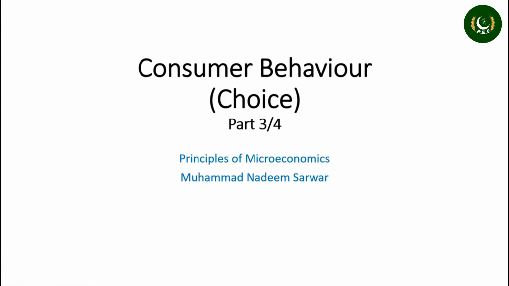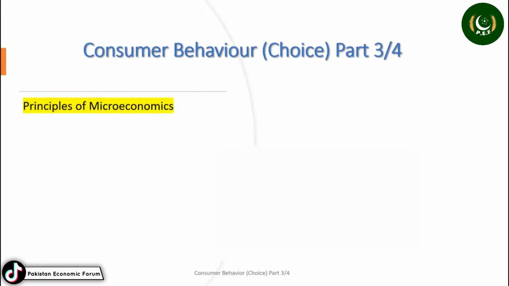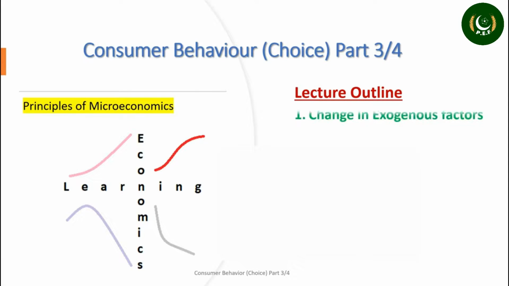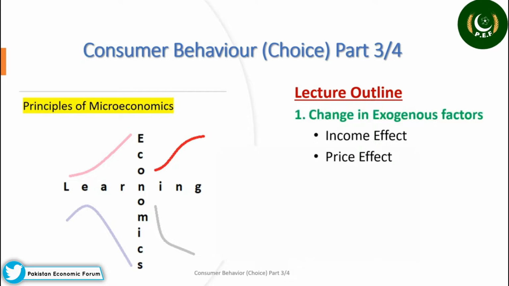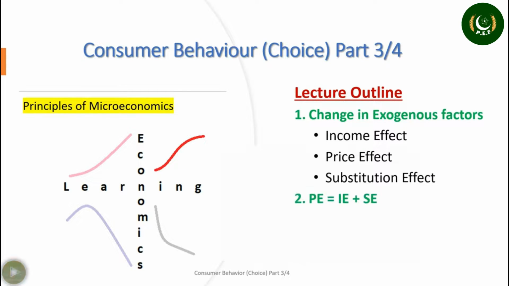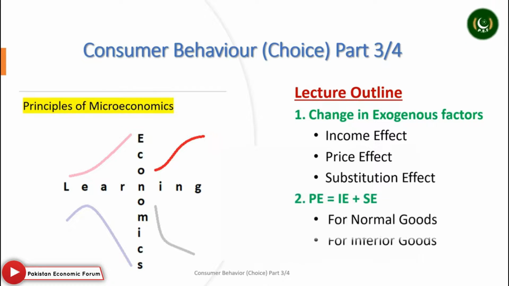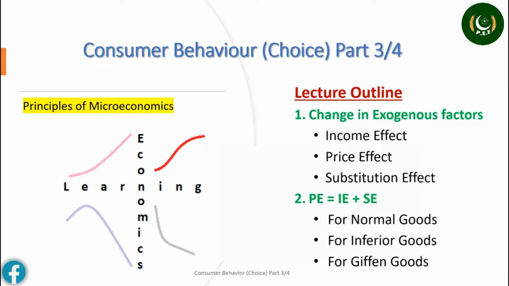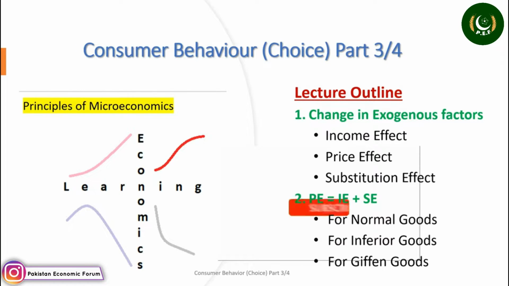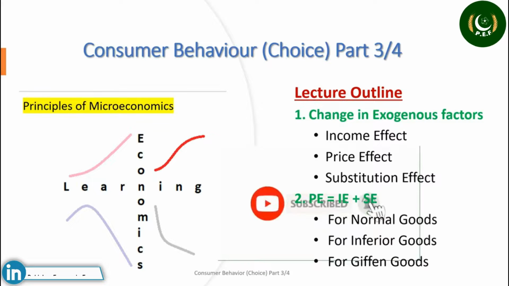Today we shall continue our discussion on consumer behavior. This is our third lecture on this topic. In this lecture, we shall study how a change in exogenous factors, that is, a change in income and prices, affects consumer choice. Then we shall study how we can break down price effect into income effect and substitution effect for normal, inferior and Giffen goods. So let's start with the lecture.